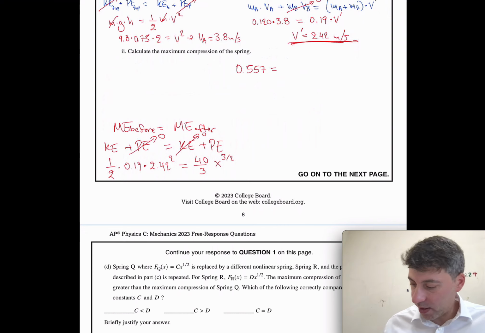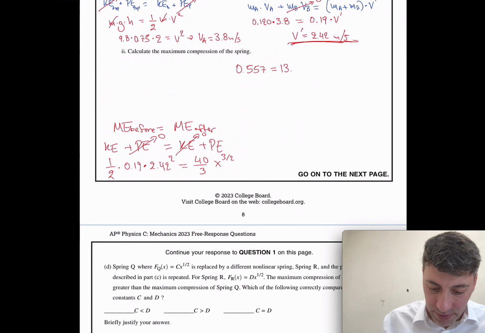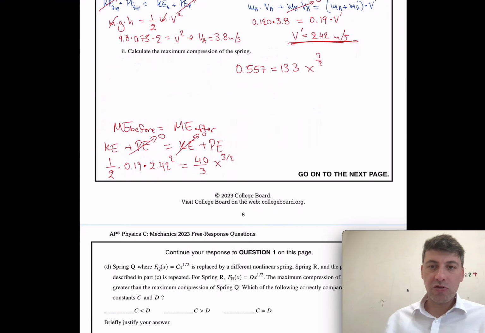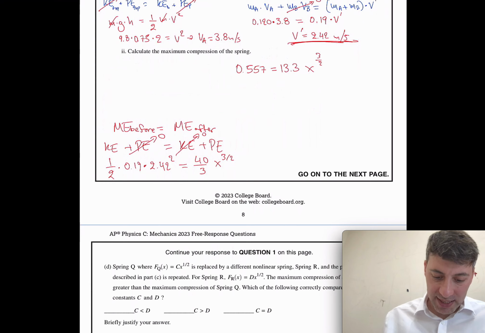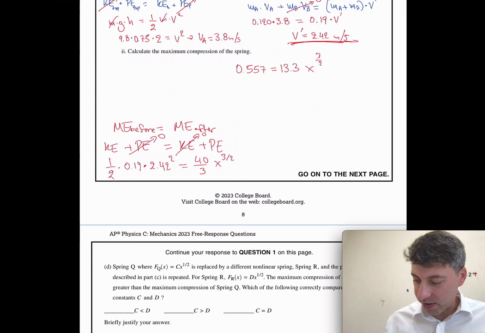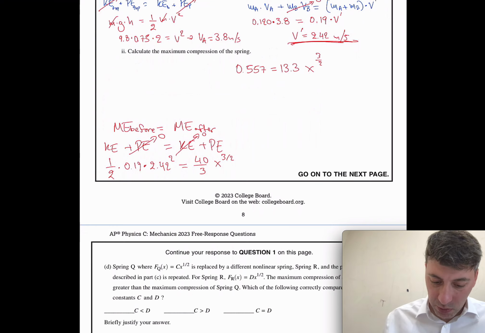is equal to 40 over 3, so 13.33, times x to the power of 3 over 2. Now either we'll bring this equation to solver, or the first thing that we can do is square everything. Actually I should have divided first by 13.3, so let me do this first. 0.557 divided by 13.33 brings 0.04, which is equal to x to the power of 3 over 2.